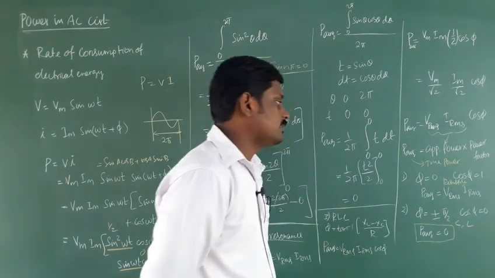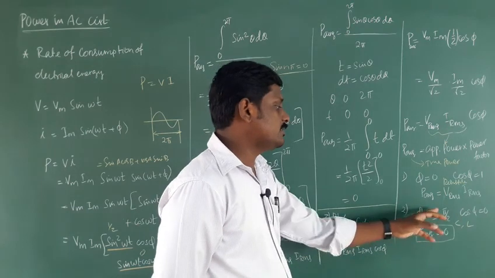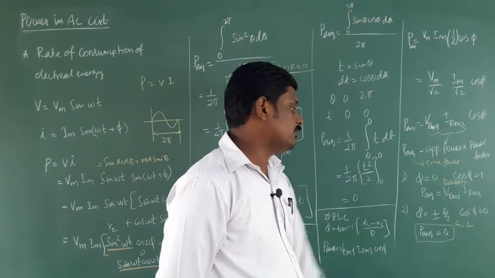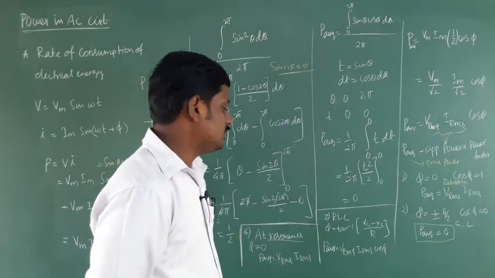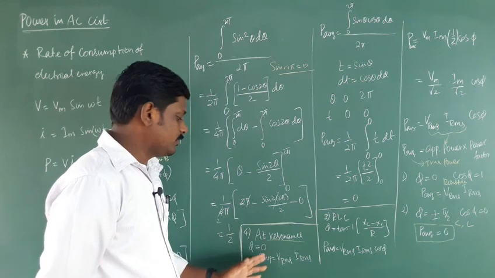Then the special cases: phi equal to 0 means the circuit is purely resistive, phi equal to plus or minus pi by 2 means the circuit is purely capacitive or inductive. Then for the RLC circuit, finally at resonance phi is equal to 0, and we get P average equal to Vrms Irms.